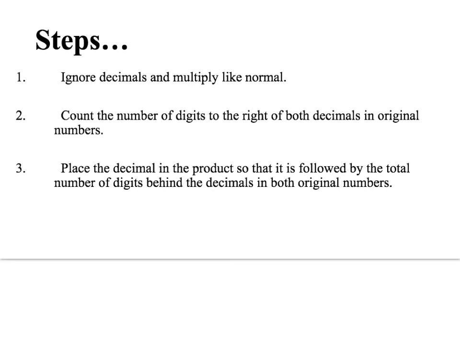Okay, so steps for multiplying decimals by other decimals. Step 1, you're going to ignore the decimals and multiply like normal. So disregard the decimal until the very end of the problem. Step 2, count the number of digits to the right of the decimals in both original numbers. And then once you have that number, you're going to place the decimal in the product so that it is followed by the total number of digits behind the decimals in both original numbers.